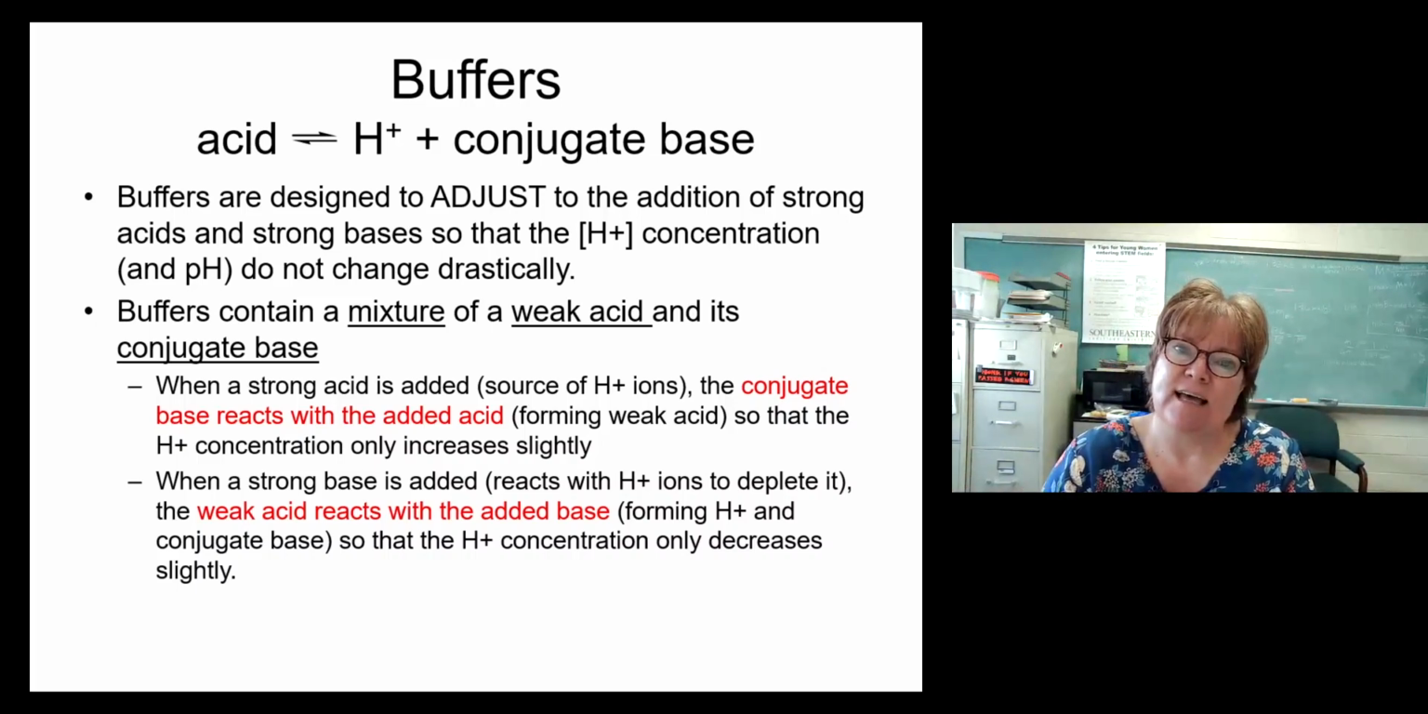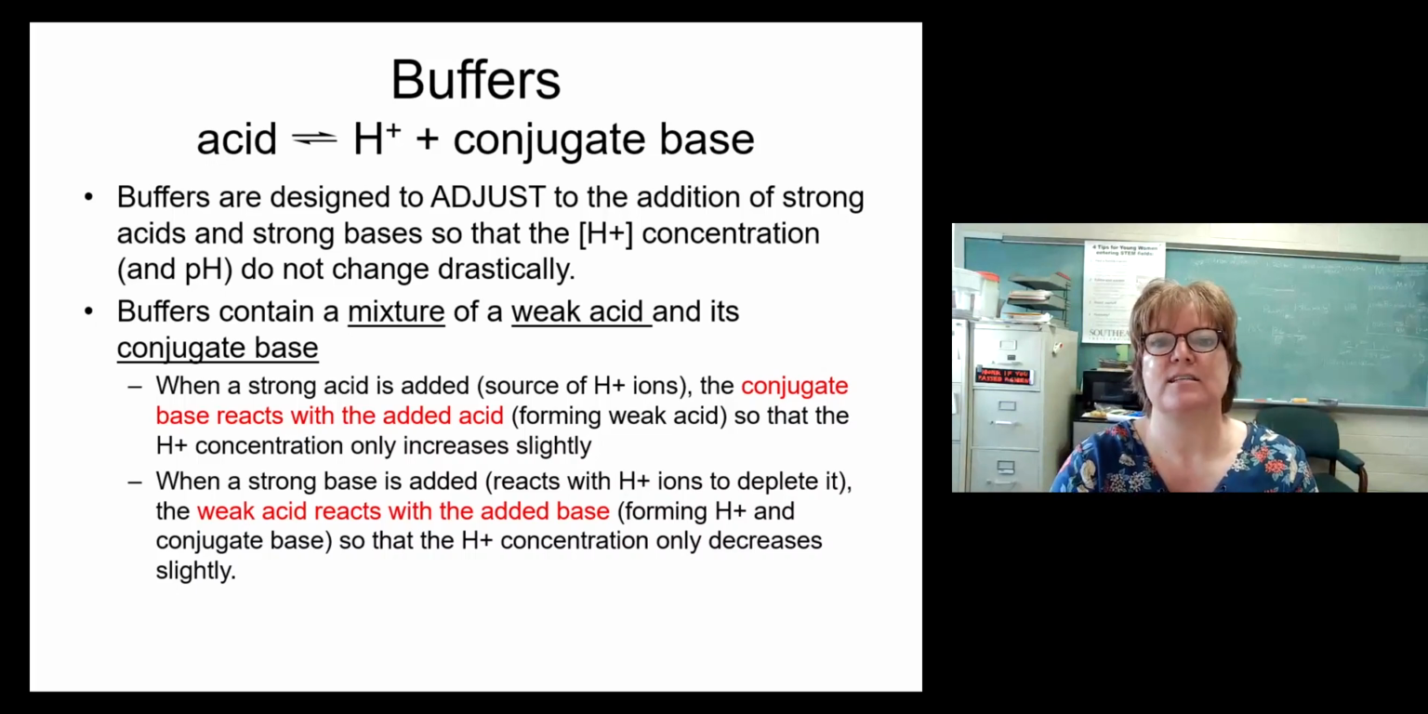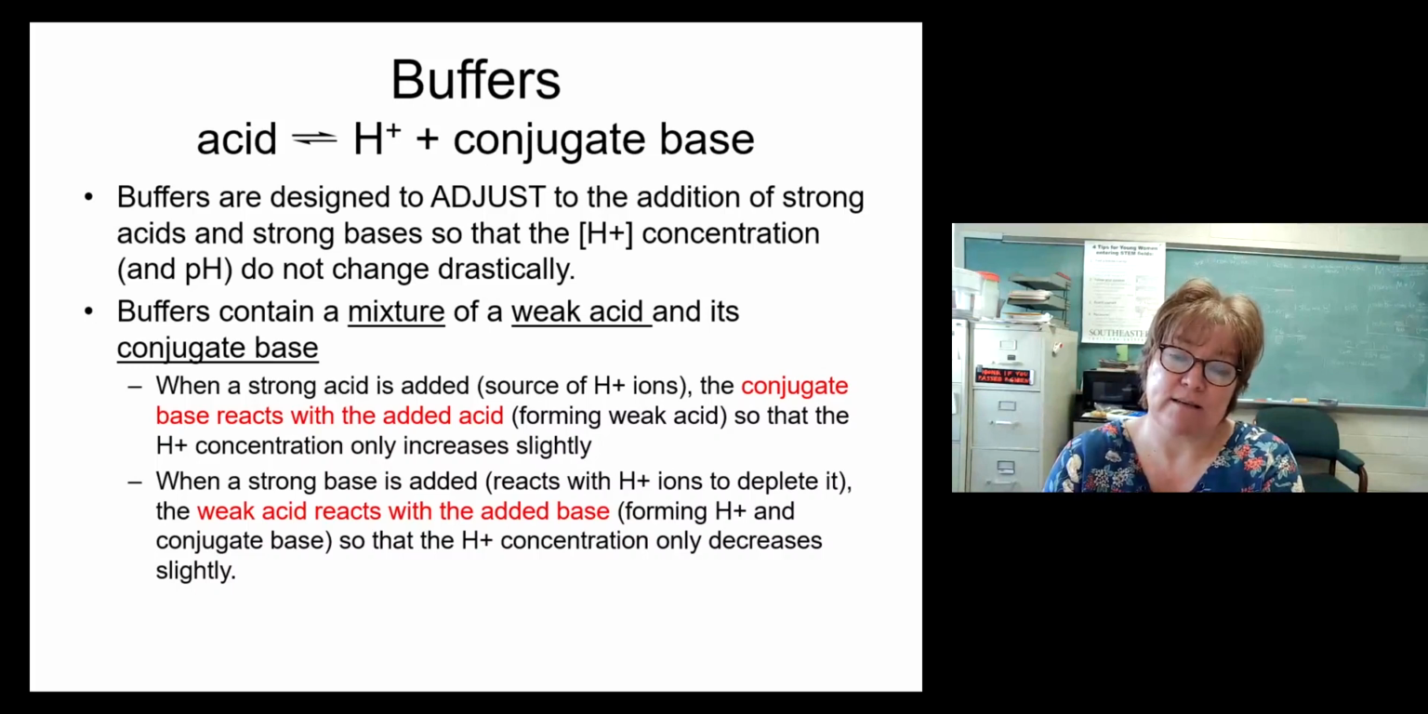If I instead added a strong base to a buffer, it can react with the weak acid that's in the buffer. But again, that sort of eats it up so that it doesn't swing into a very basic solution. It still will get more basic. The pH will rise a little bit, but not nearly as much as if I didn't have a buffer system in.